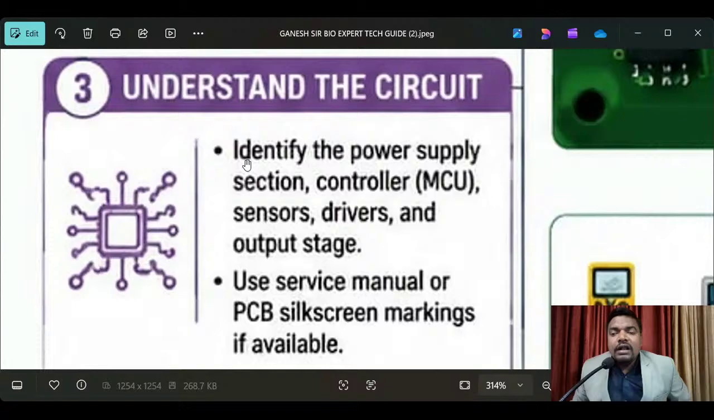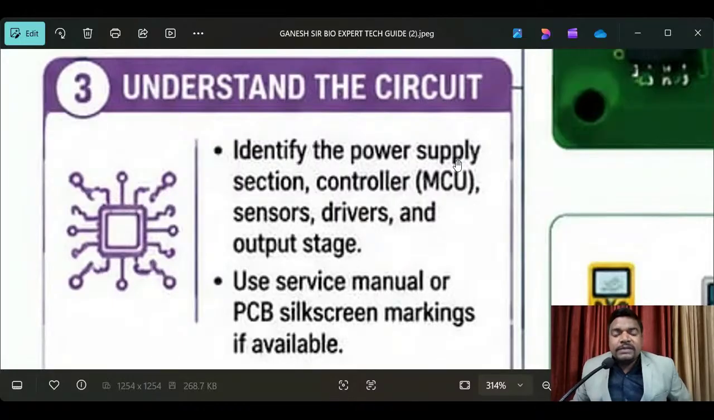Next, see here, understand the circuit. Identify the power supply section, control MCU (microcontroller unit), sensors and drivers, and output stage, and use the service manual or PCB silk screen markings if available. These are very, very important things.